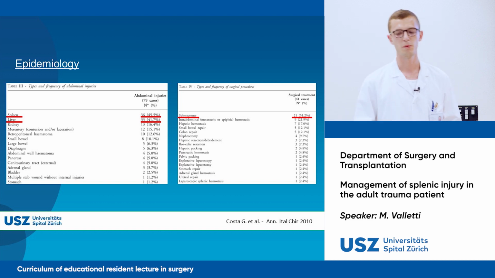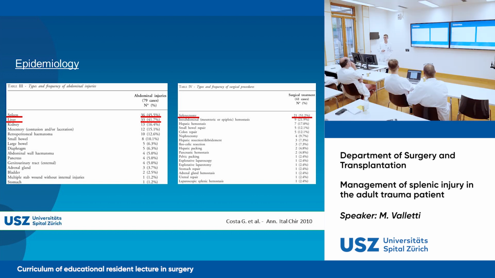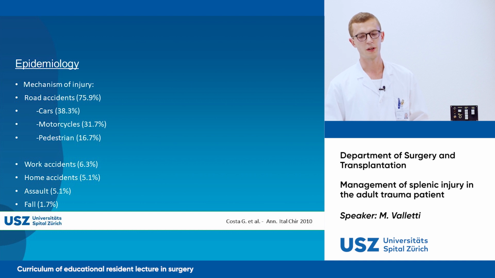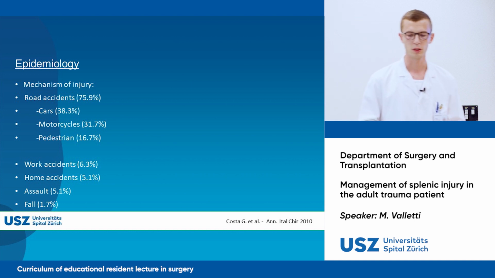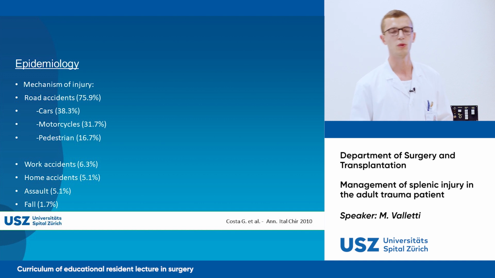And splenectomy is the most performed operation in patients with abdominal trauma, representing about 50% of all surgeries. Road accidents are by far the most common cause of abdominal trauma, involving motor drivers more than pedestrians, and other causes are, in decreasing order: work accident, home accident, assault, and fall.